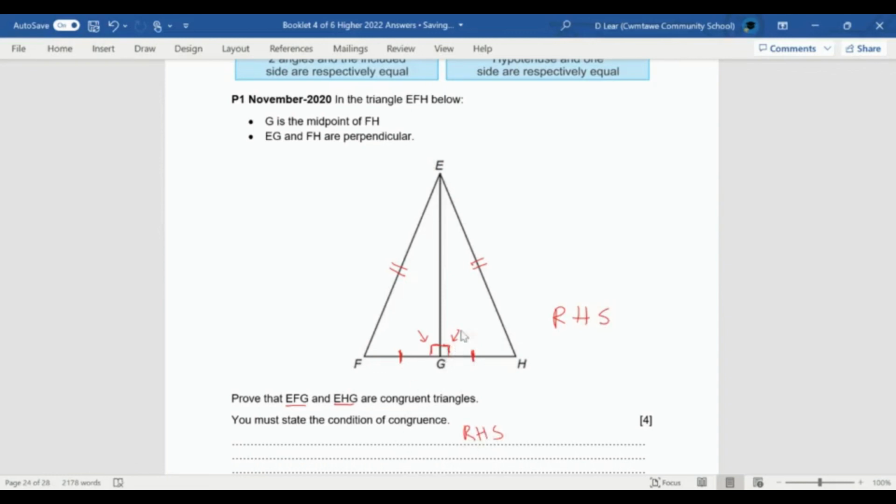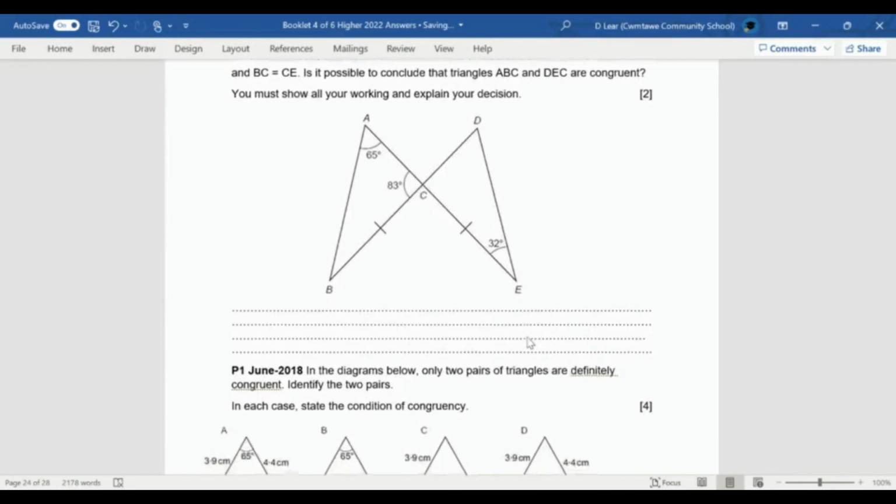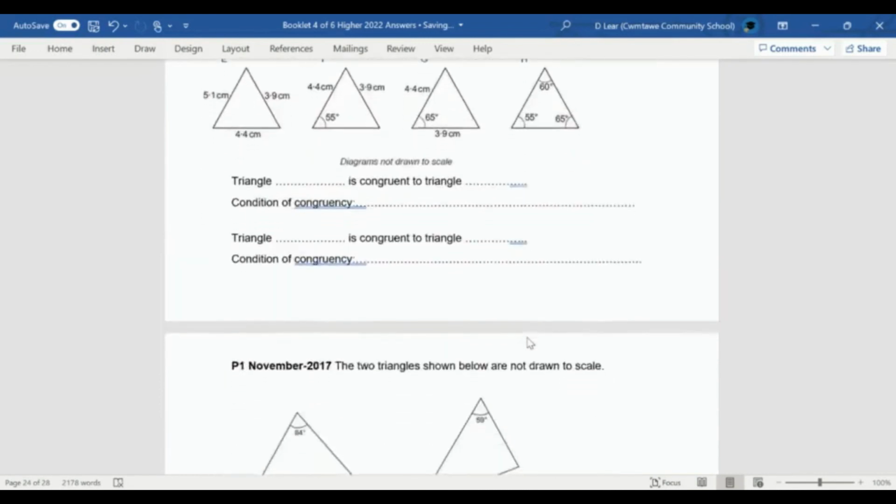Both the triangles have a right angle. The hypotenuses, which are EF and EH, are equal. And then the sides FG and GH are also equal. So the condition of congruency is RHS. And we'll do one more, and then you can try the rest of these. I'm going to find something that's a bit more difficult than this.